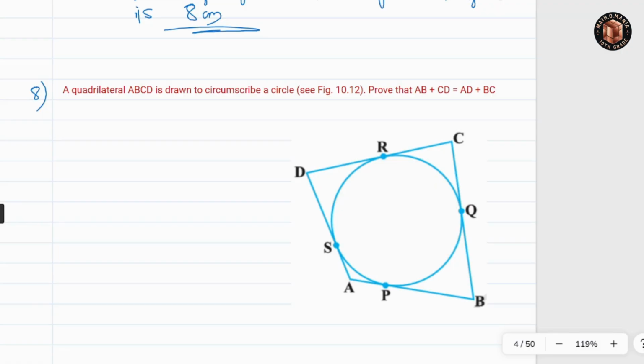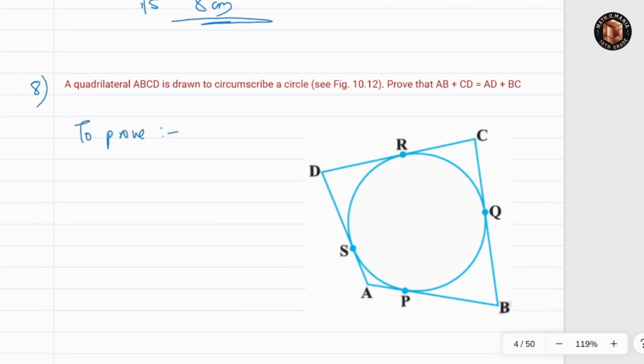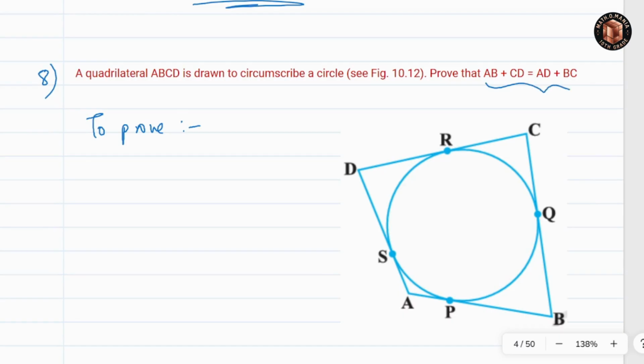So here you can see that what we have to prove first is AB plus CD equal to AD plus BC. Whenever we get a question, we have to first write the given things, then we have to write what is to prove. If there is any construction, we have to write it as a third step, then we go into the proof. Then only we will get the full mark.